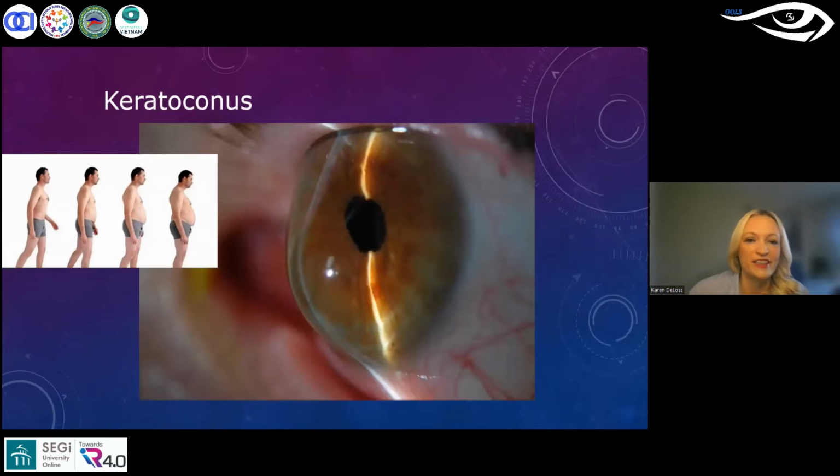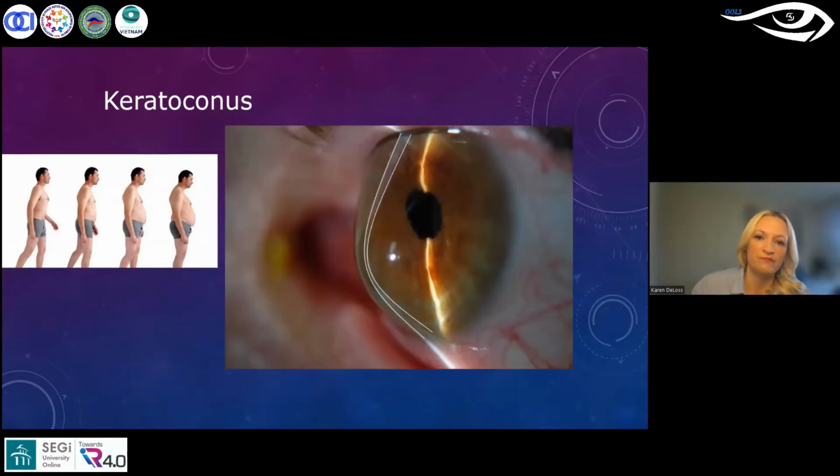So I like to use this visual. I have to credit Jan Bergmanson, who is my mentor. He kind of equates it to a beer belly. So in keratoconus, you can see that you've got that central thinning right at the apex. This is a little bit more moderate, but if you do your slit beam, you're going to see that thinning of the beam. And again, this is a more pronounced keratoconus, but this is just mimicking your slit beam.